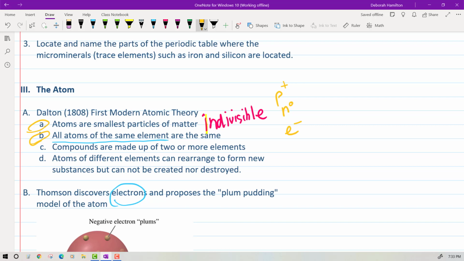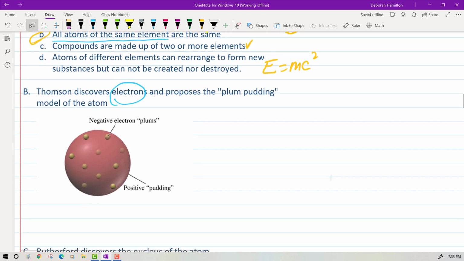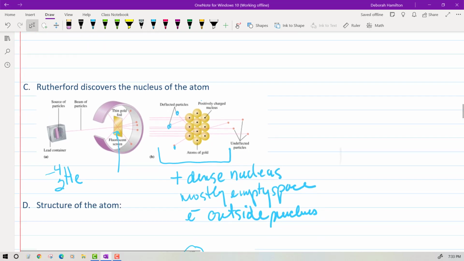We know that compounds are made up of 2 or more elements. That stays the same. And we know that today, yes, a substance can neither be created nor destroyed, but we know that energy can turn into pure matter, or matter can turn into pure energy because of Einstein's theory and nuclear material. So those are the parts that have changed. Other parts have stayed the same.